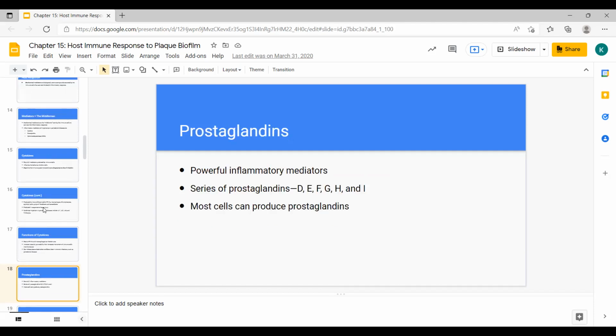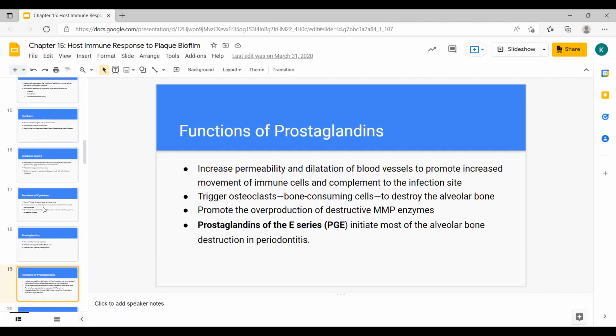Okay, prostaglandins are also powerful inflammatory mediators. There is a series of prostaglandins, D, E, F, G, H, and I, and most cells can produce the prostaglandins. The function of them is to increase permeability and dilation of blood vessels to promote increased movement of immune cells and complement to the infection site. They trigger osteoclasts, the bone-consuming cells, to destroy alveolar bone. And they promote the overproduction of destructive MMP enzymes.